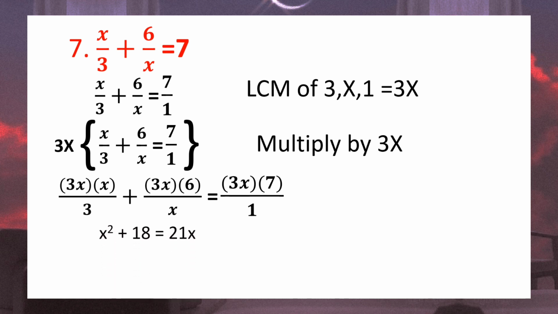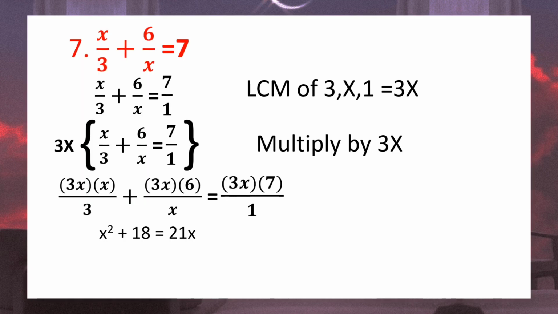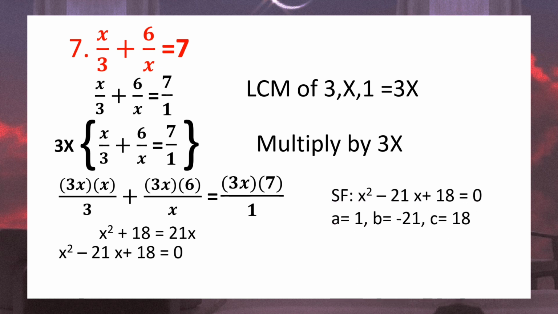And then 3x times 6 is equivalent to 18x divided by x, so that is 18. And 3x times 7 is equivalent to 21x and divided by what? That will be equivalent to 21x. So now we can move 21x to the left side. From positive, it will become negative. So we have now the standard form of x squared minus 21x plus 18 equals to 0. So now the values of a, b, c are a equals 1, b equals negative 21, and c equals 18.